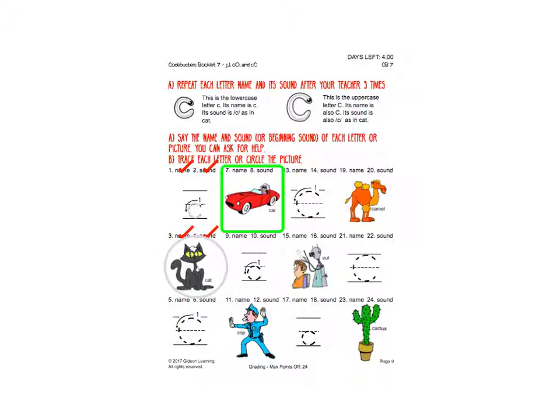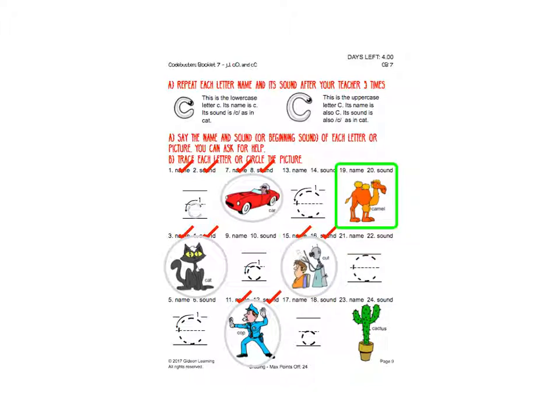This is a car. The beginning sound is k. And now you can circle it. This is a cop. The beginning sound is k. And now we can circle it. This is a cut. The beginning sound is k. And now we can circle it.